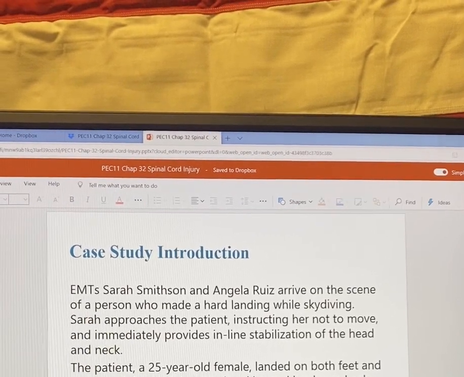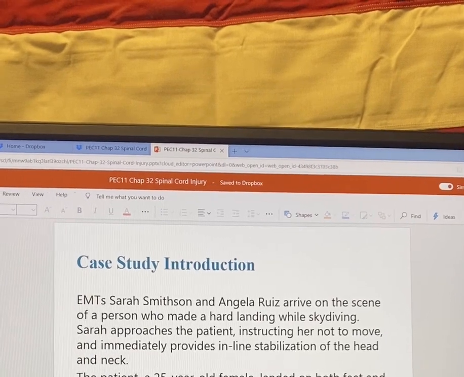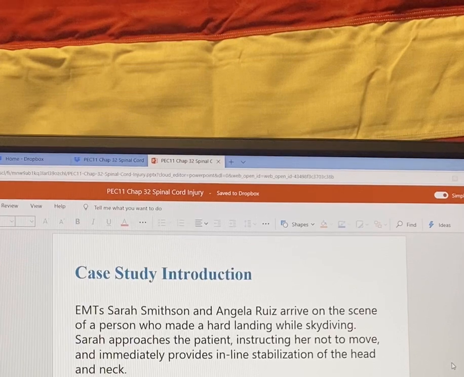Alright, so your case study. EMT Sarah and Angela arrive on the scene of a person who made a hard landing while skydiving. Sarah approaches the patient, instructing her not to move, and immediately provides inline stabilization of the head and neck.